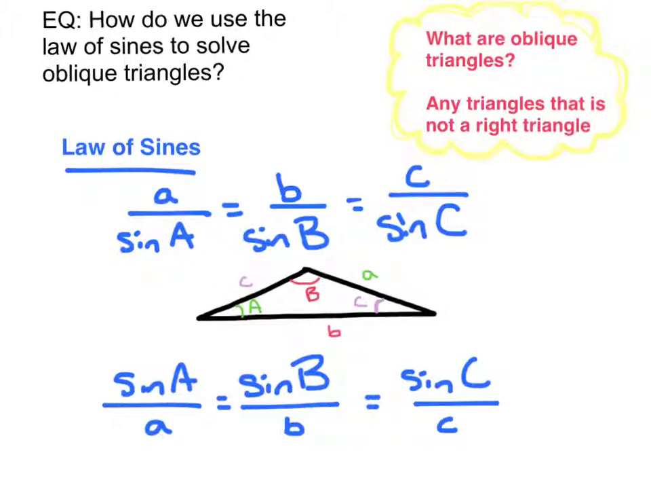Okay, the law of sines says that a over sine A, so the side a divided by the sine of its angle, is equal to side b divided by the sine of its angle, which is equal to the last side c divided by the sine of its angle. Or, just flipped around, the sines over the sides.